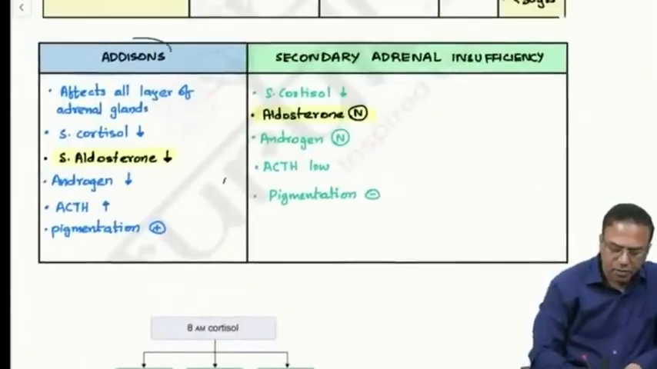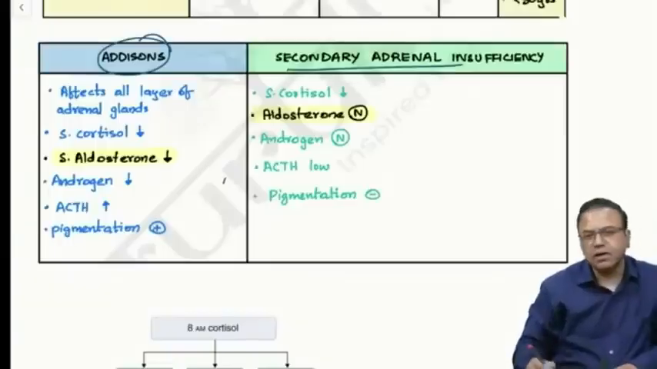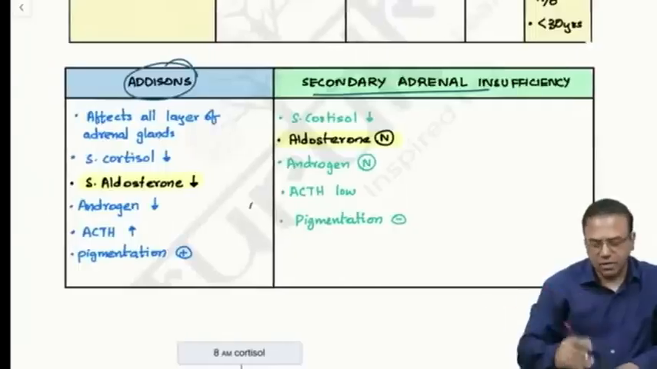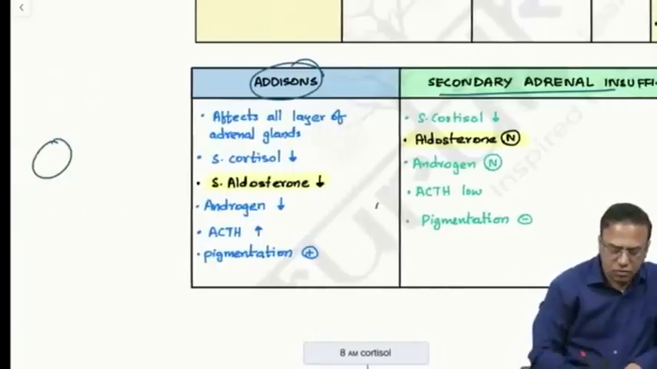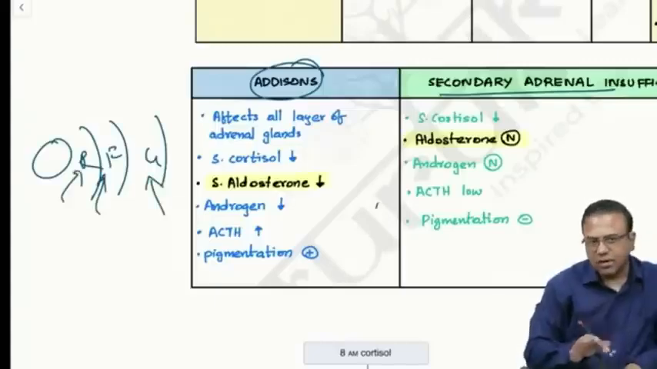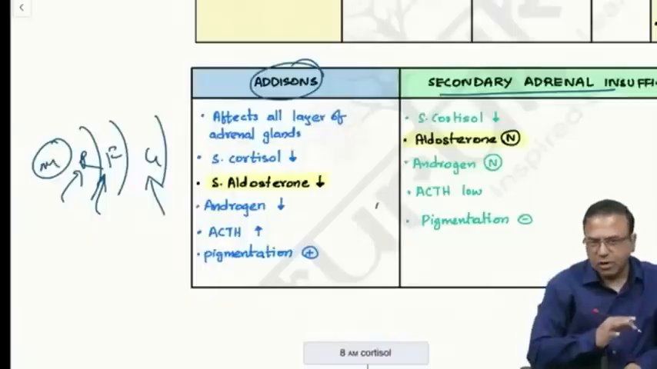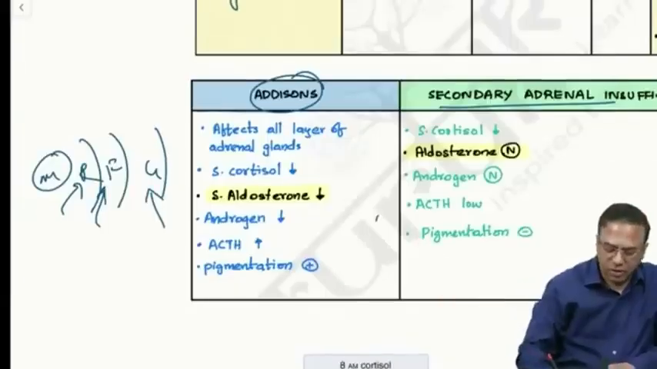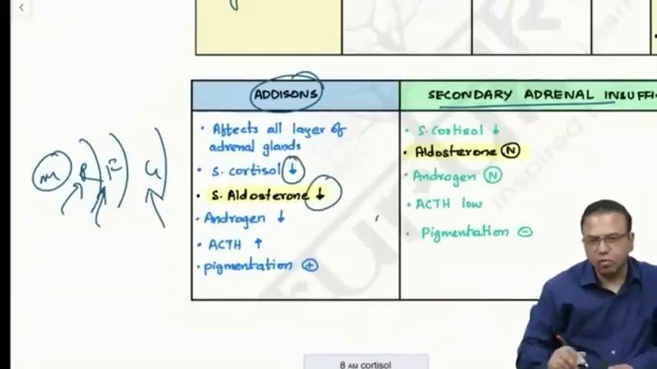When you look at the adrenal problems, look at Addison's and secondary adrenal insufficiency. Addison's is basically an attack against the adrenal layers. So you have the zona glomerulosa, fasciculata, reticularis, all are attacked. Obviously the medulla will not be affected, the medulla is normal, but all the cortical layers are affected. This is the reason why you will find mineralocorticoids are low, glucocorticoids are low, both are low.